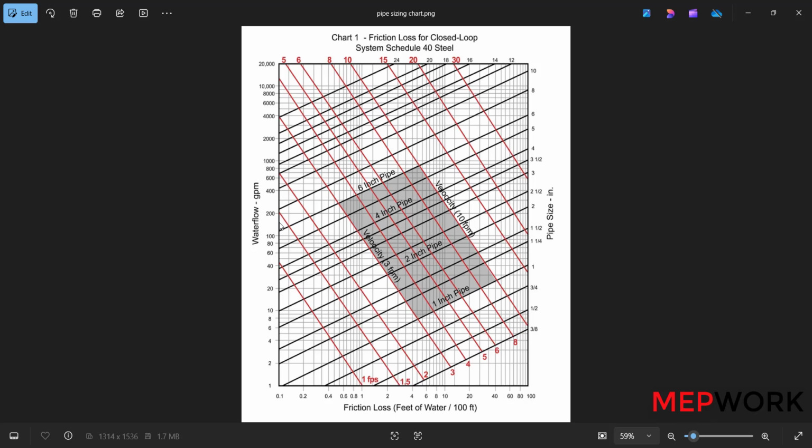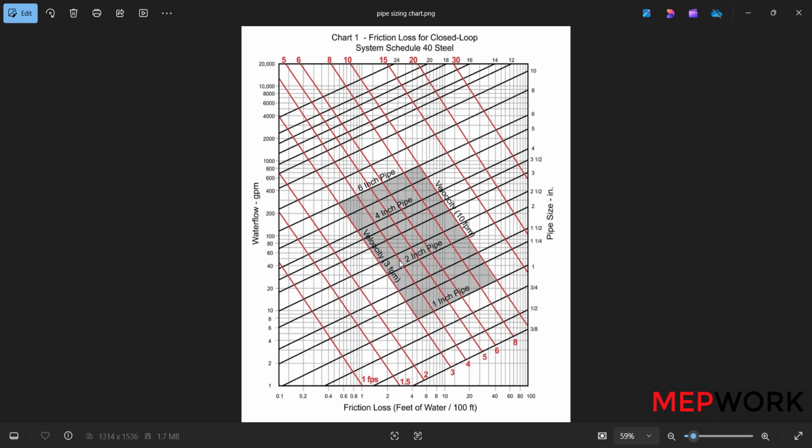Let's take another size. For a water flow of 60 GPM, select a pipe size of 4 inches, for example. So this is the intersection. The flow velocity will be 2.2 feet per second, and the friction loss will be about 0.4 feet of water per 100 feet, and this also is accepted.